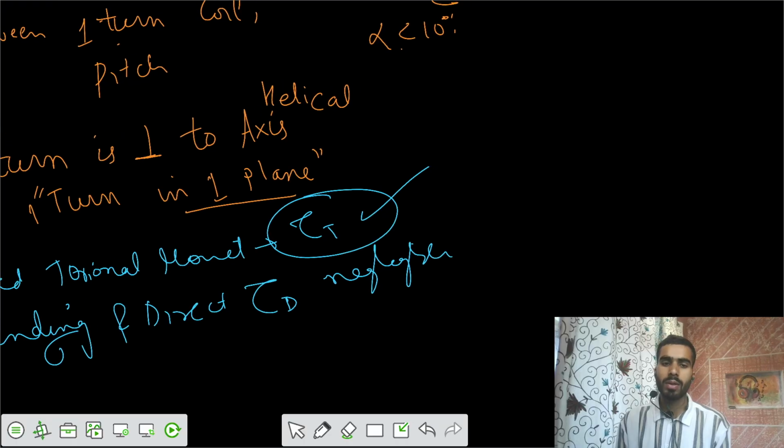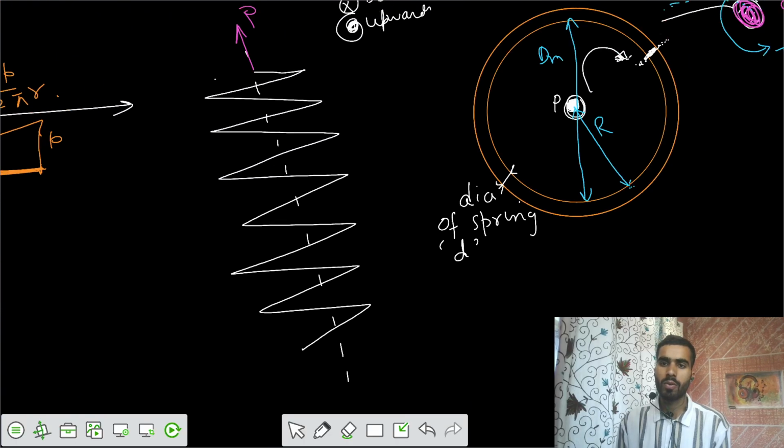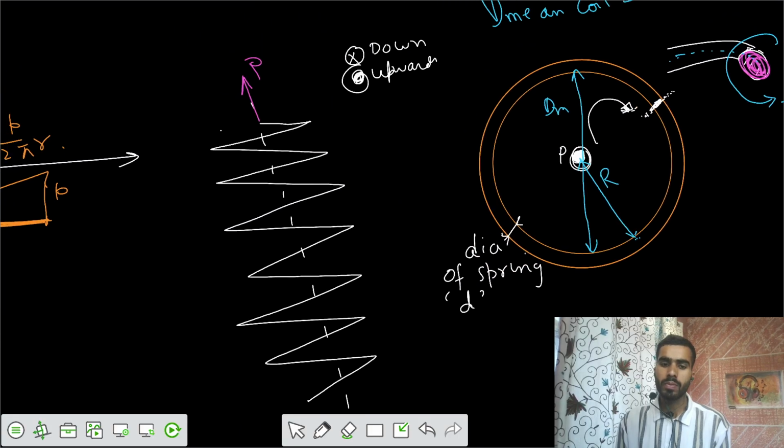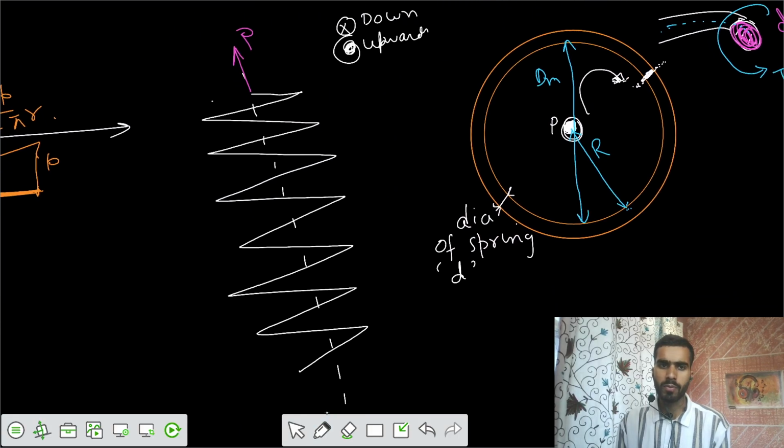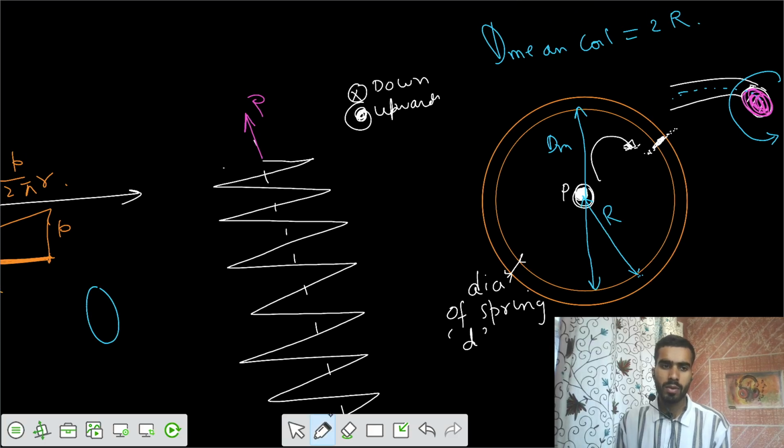If you talk about direct shear stress, can you get the value of direct shear stress? You're applying a load of P upwards. So resistance would be from the section of that spring, D. If you're applying load from the top, there will be resistance downwards on each point of that section. Everywhere we have that downward resistance, shear force developed.